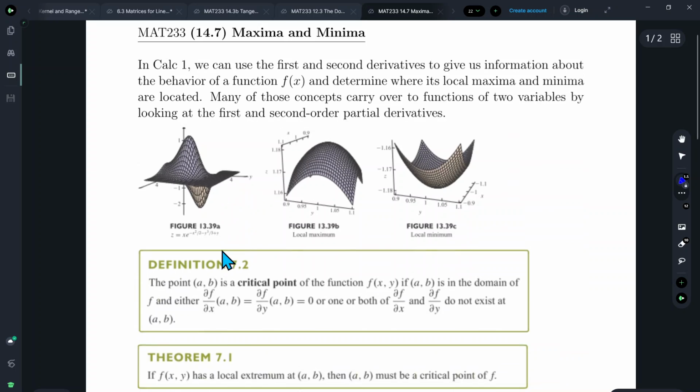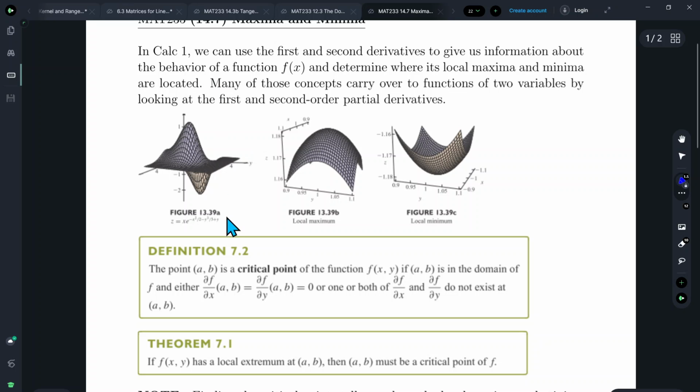The first step is the same as what we did in Calc 1. We need to determine the critical points of the function, and this time we have to involve both partial derivatives. The critical points of a function of two variables are points where either both partial derivatives are equal to 0 or they don't exist, meaning that they are undefined. So the definition is very similar to Calc 1, but you have to involve both partial derivatives.